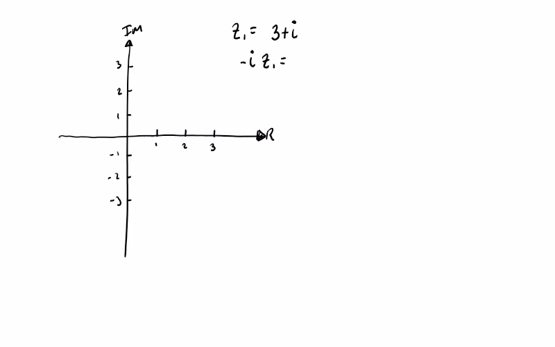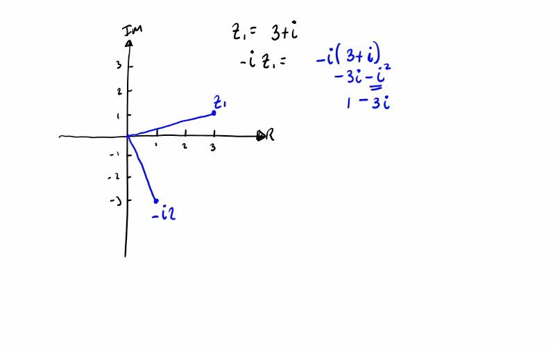Let's have a look at multiplying a complex number by minus i. So if z1 is equal to 3 plus i, let's put it here, connected to the origin. Minus i times z1 is minus i times 3 plus i, which is minus 3i minus i squared. So this is going to give me a plus 1, so I get 1 minus 3i. So 1 minus 3i goes down to here. So we have z1, and we have minus i z1.